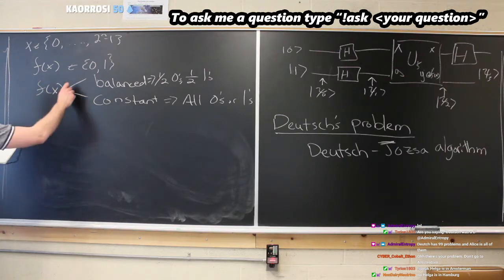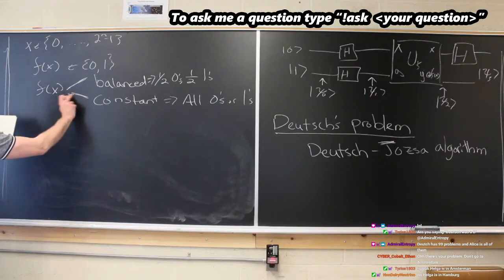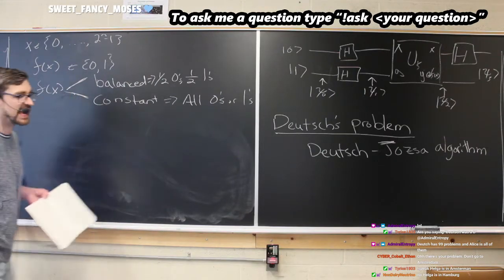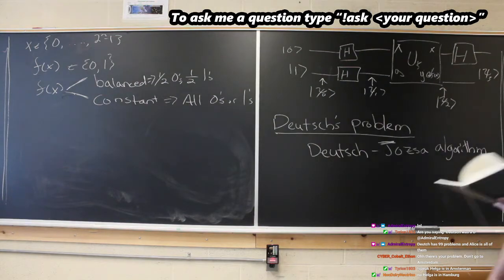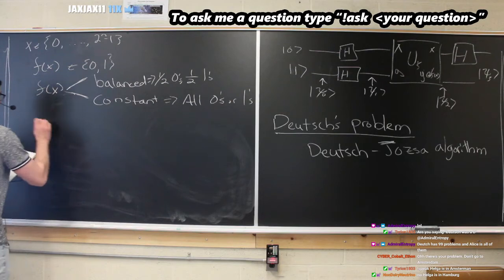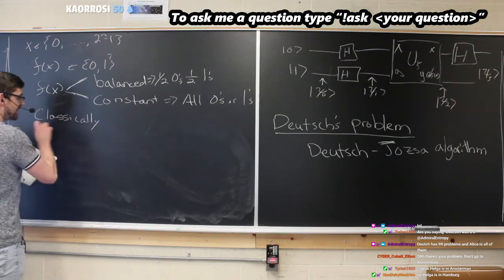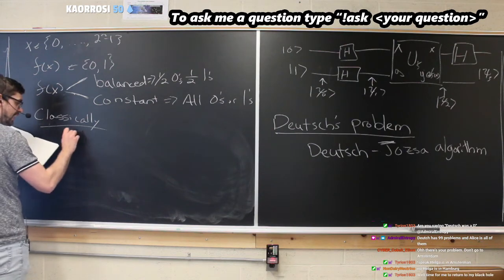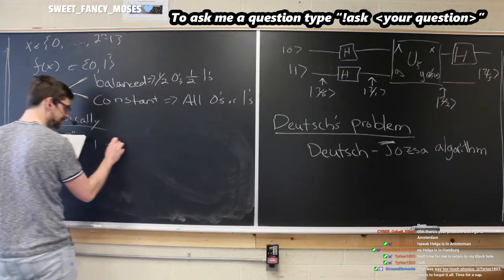But Bob's not going to tell Alice which one it is, okay? The point of Deutsch's problem is, can Alice figure it out, and how does she figure it out? Well, classically, Alice would need to send 2^n. So let's do it classically. Classically, Alice would need to send 2^n over 2 plus 1 letters.